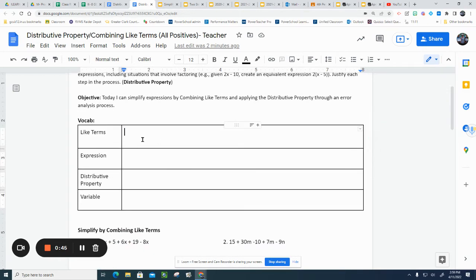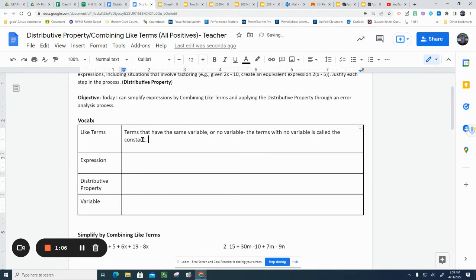Like terms are terms that have the same variable or no variable. The terms with no variable are called constants. Take a minute, push pause, make sure you've got that typed or written.